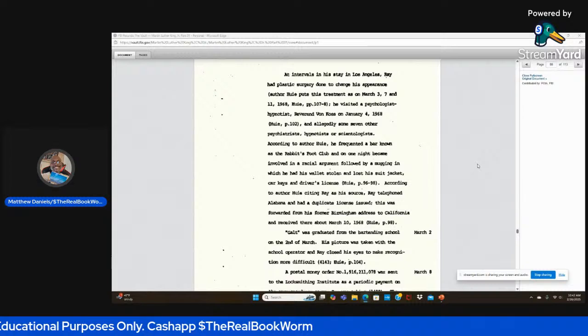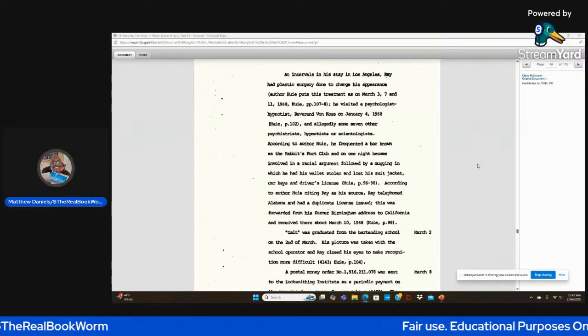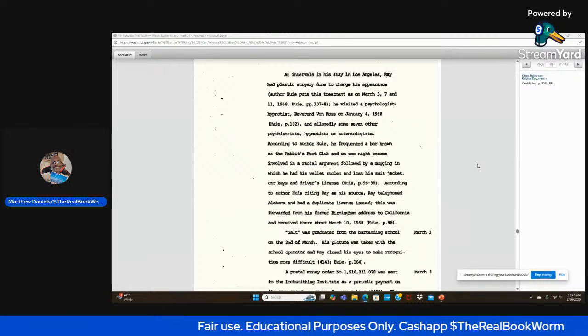At intervals in his stay in Los Angeles, Ray had plastic surgery done to change his appearance. Whoa.